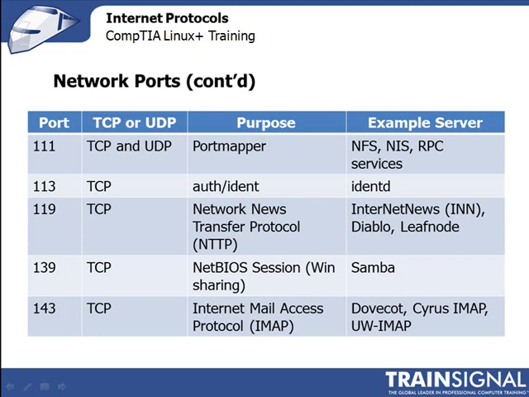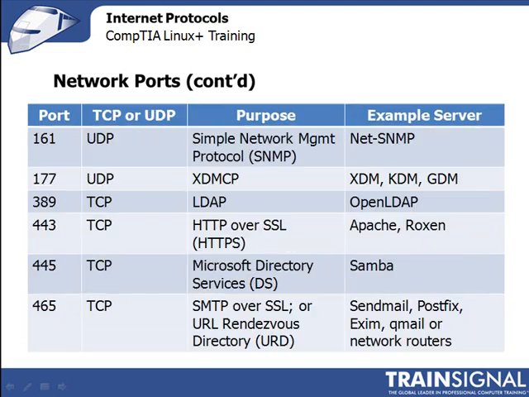Next is another recognizable one, which is 143, and uses TCP, and its purpose is IMAP. Example servers are Dovecot, Cyrus IMAP, and UW IMAP. Our network port review continues with 161, which uses the UDP protocol, and its purpose is SNMP, or Simple Network Management Protocol, and the example server is Net SNMP.